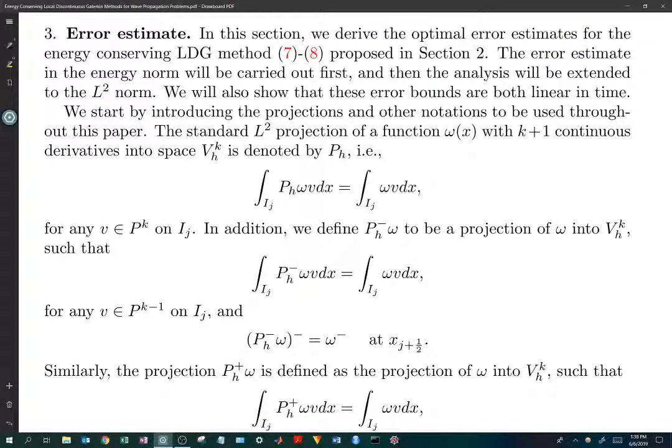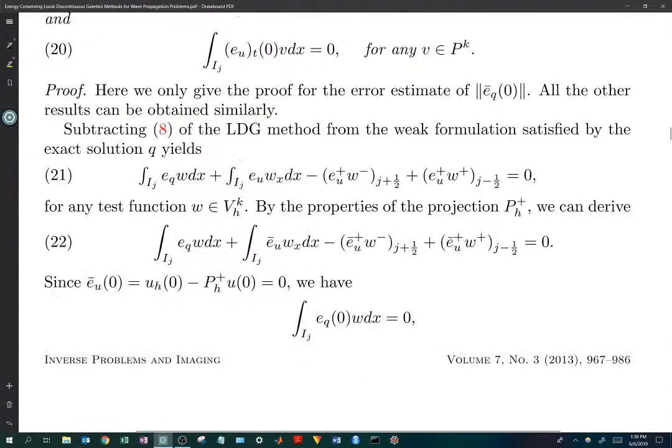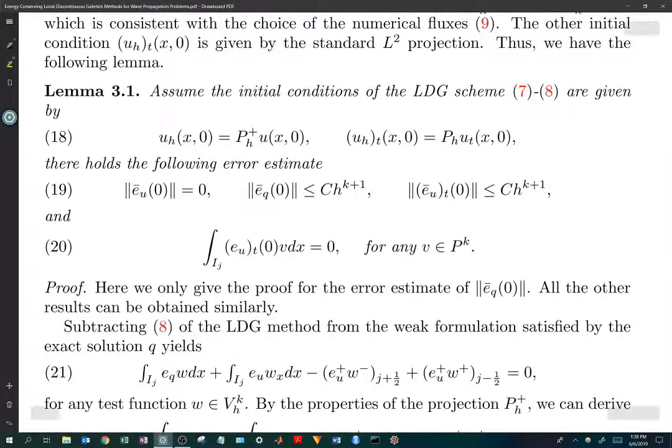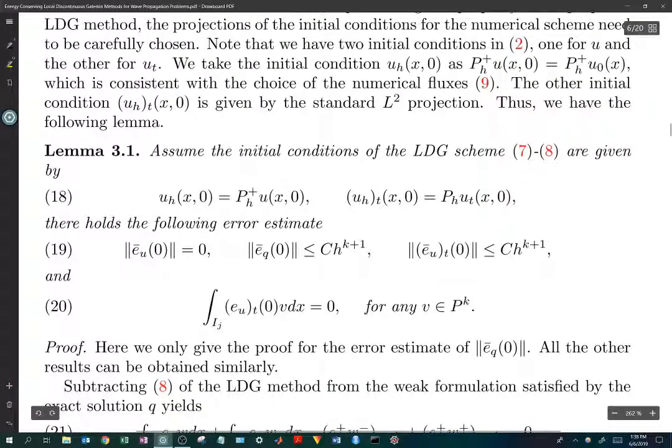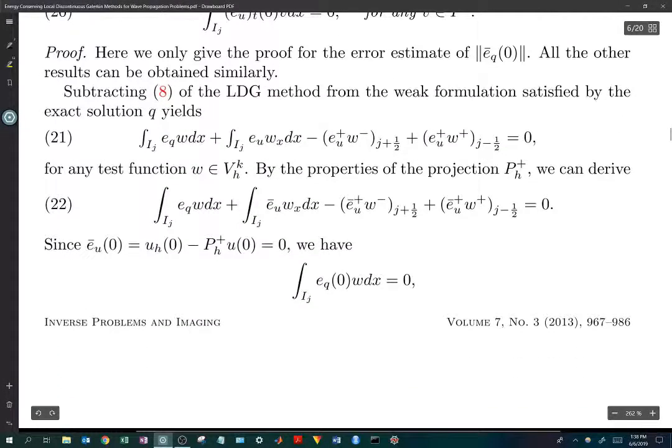There's also some things we need to do about projections, and these end up being important for proving things. And there's a bunch of this stuff. We eventually get a bunch of error estimates on the function. And so here are some error estimates on what happens for the initial conditions. And these things you see on the right hand side are going to show up a lot.